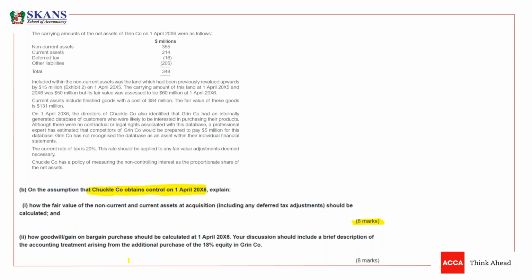And then we need to calculate the goodwill for 8 marks. So 16 marks are for this part. A comparatively easy part, so let's understand what to do. Okay guys, we have net assets of 348. I'm going to calculate net assets at acquisition. We have total net assets as per the question, the carrying value. We need to make fair value adjustments. So this is 348, guys.